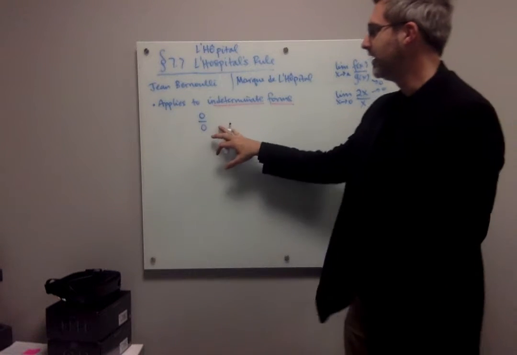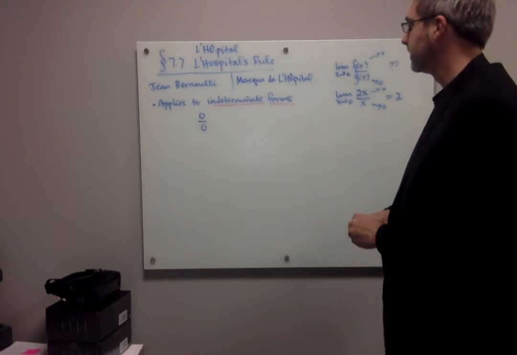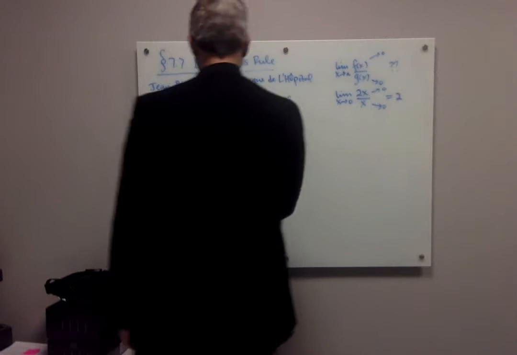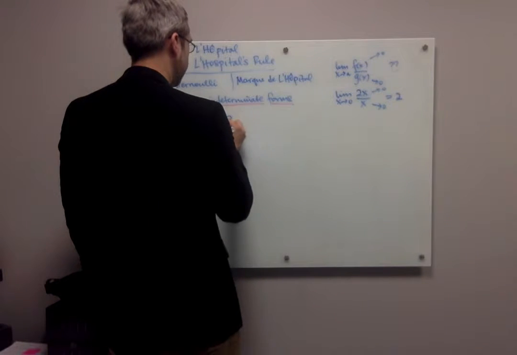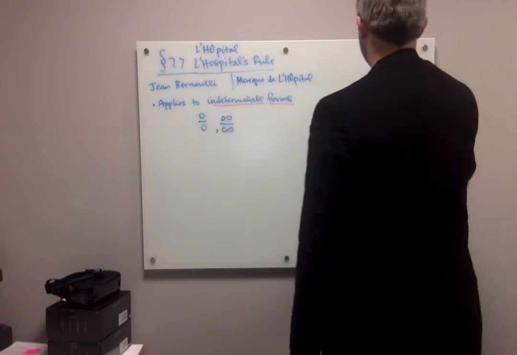0 over 0 is an indeterminate form. You cannot tell what's going on. Okay? In a similar way, infinity over infinity is also an indeterminate form. You can't tell what's going on there. So let me give you an example there.